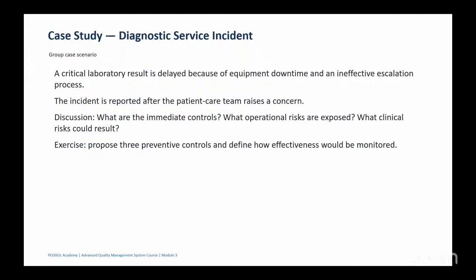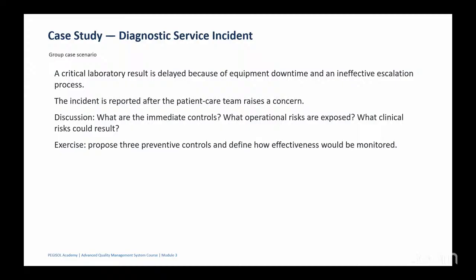This diagnostic service incident: a critical lab result is delayed because of equipment downtime and an ineffective escalation process. The incident is reported after the patient care team raised a concern. Discussion. What are the immediate controls? I answered that yesterday. What are the operational risks that are exposed? Remember, we talked about different risks. What clinical risks could result? Propose 3 preventive controls and define how effectiveness will be monitored.